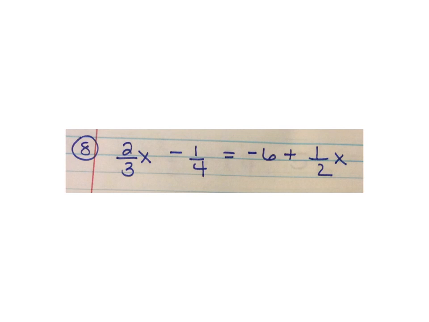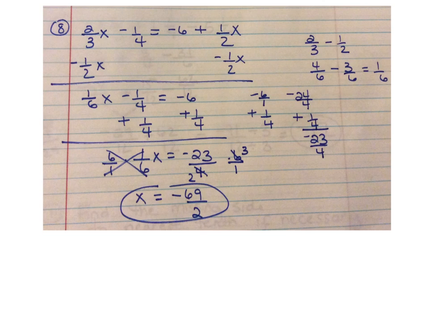Problem number 8. Here's another equation to solve. So the first thing I did was I need to move those fractions. So I'm going to subtract 1/2 x from both sides. Now when I take 2/3 minus 1/2, I have to get common denominators. So if you look over here, I did the work. 2/3 minus 1/2, common denominator is 6. So I have 4/6 minus 3/6, which is 1/6 x. Bring down minus 1/4. Bring down equals negative 6.